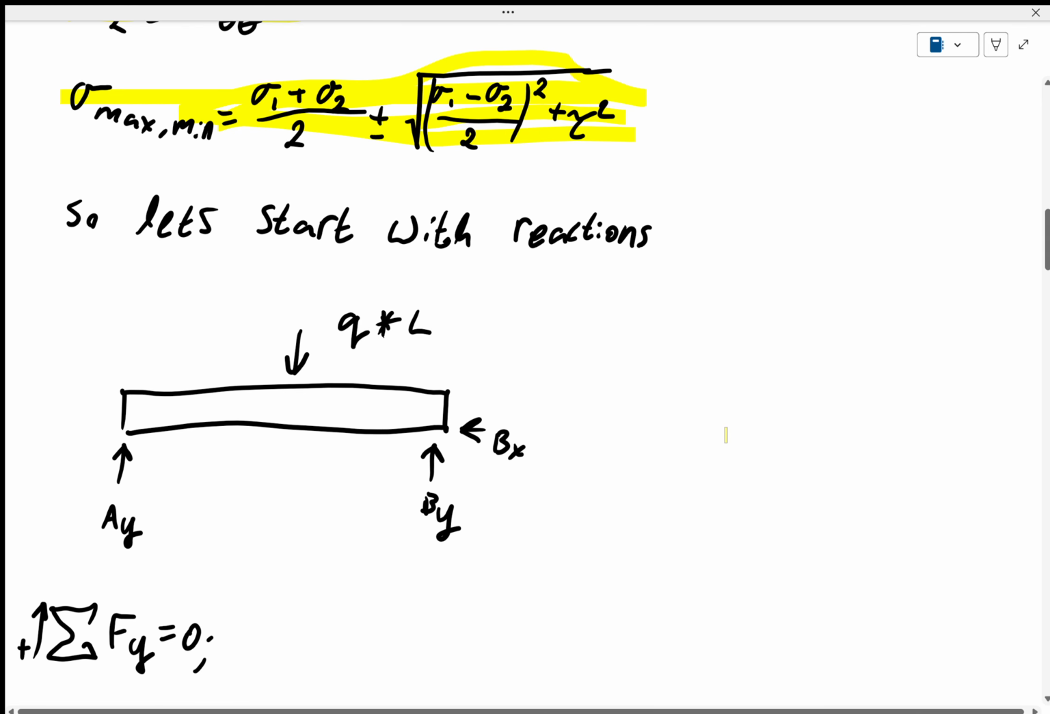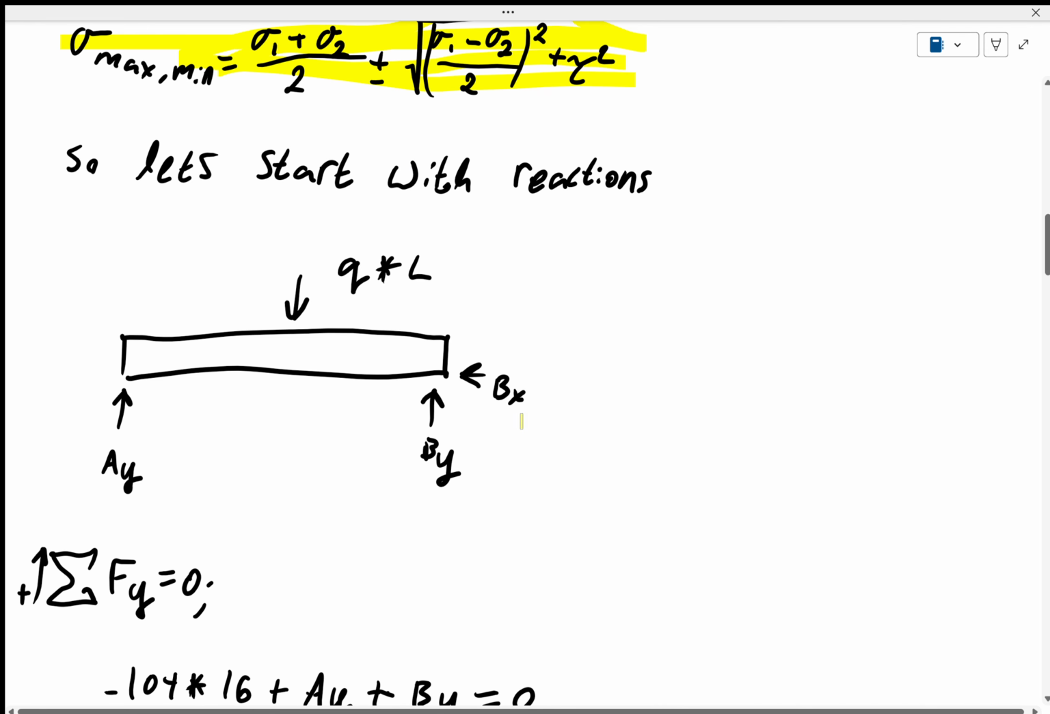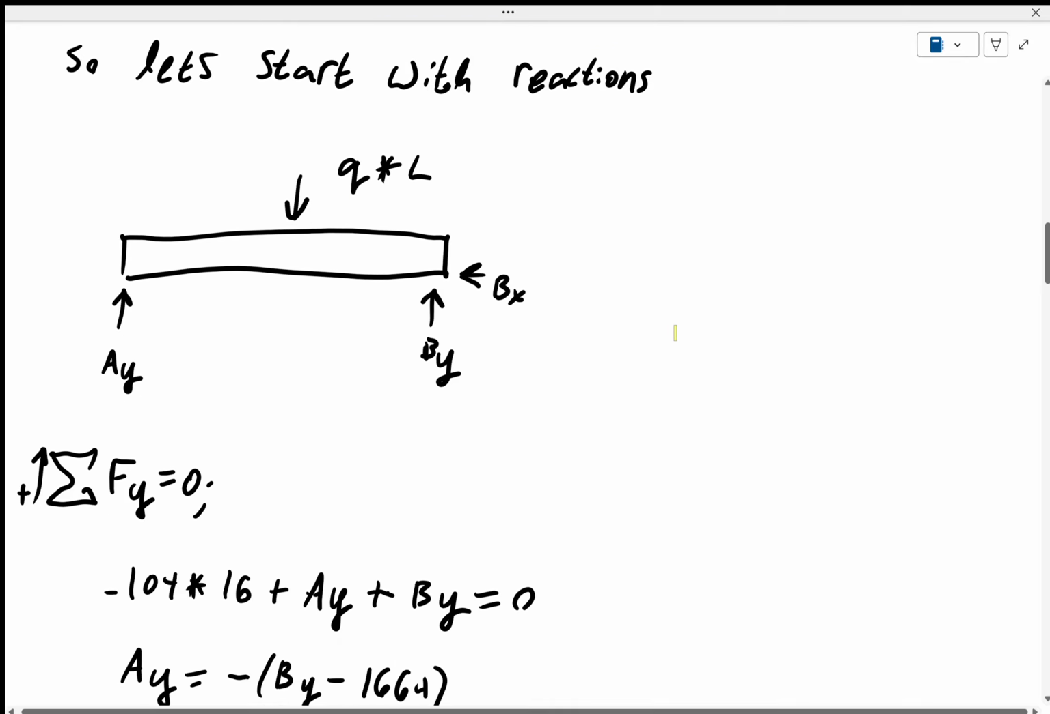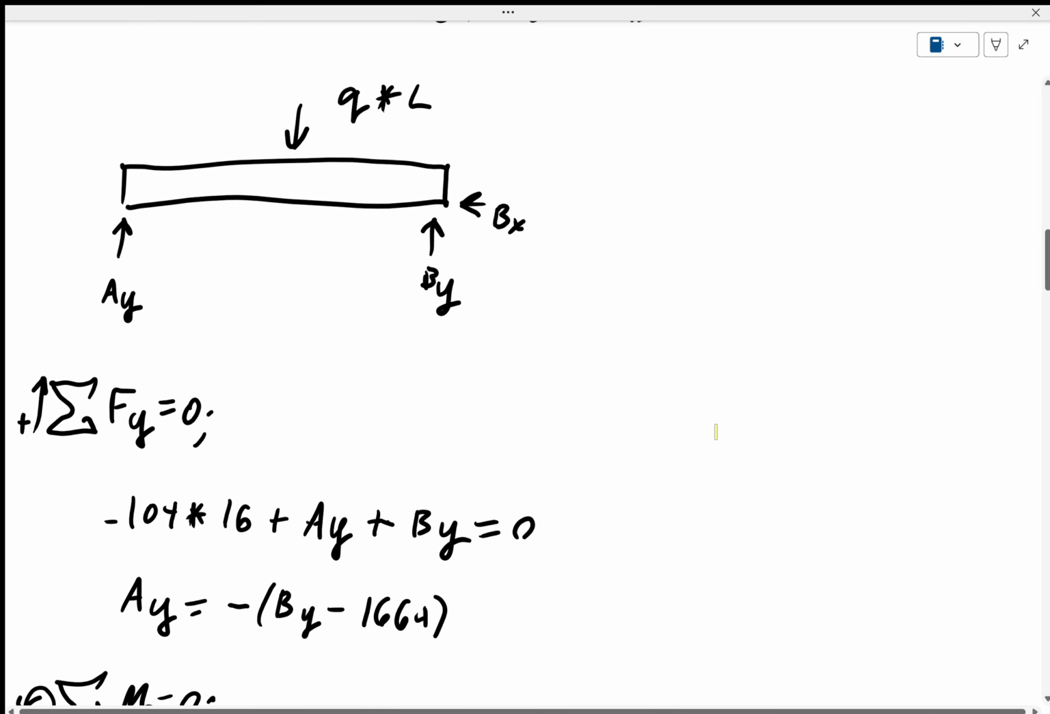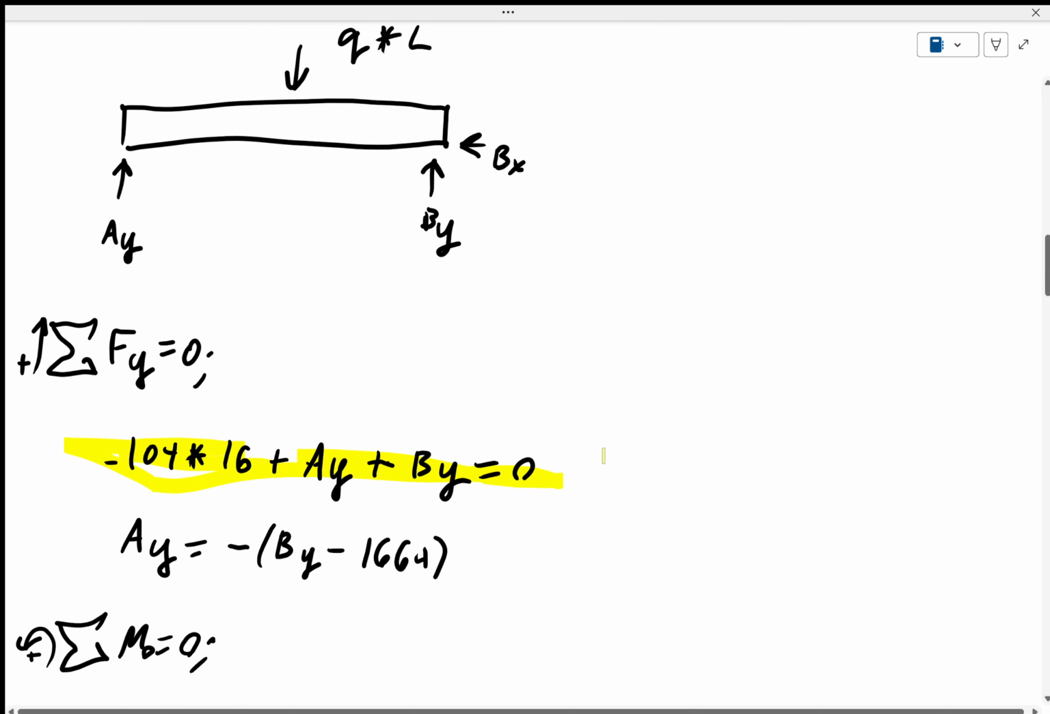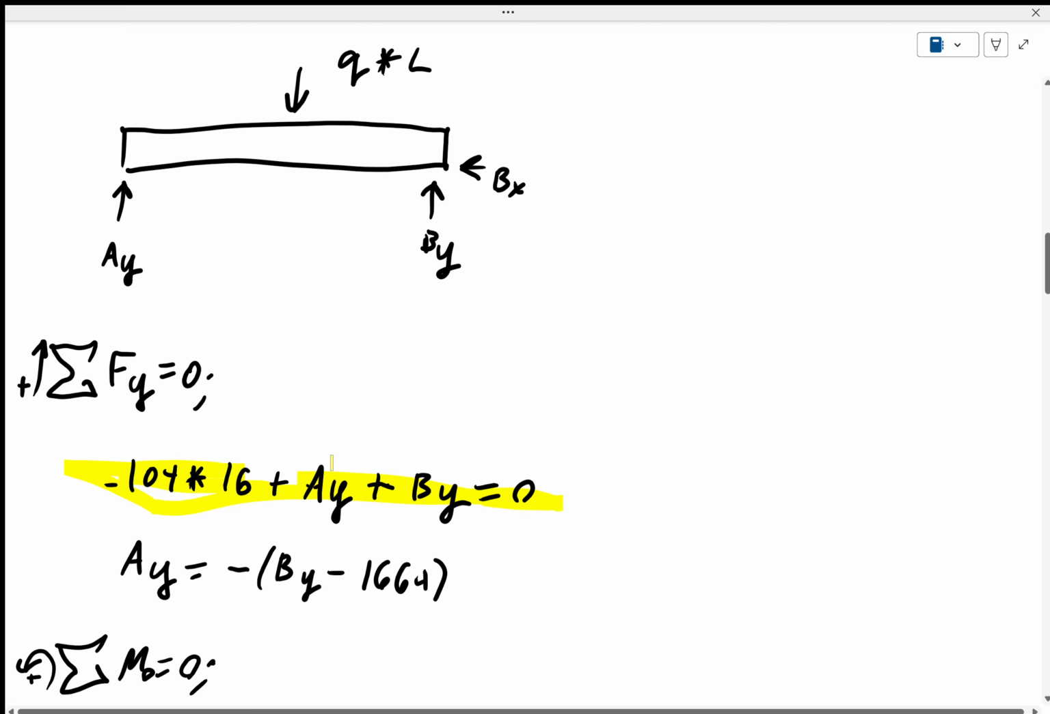So the first thing we want is the reactions. We know that we have AY, BY, we know there's technically a BX, and we know that there's a Q times L for that resultant distributed load on top. I did the sum of the forces in the Y, up direction is positive, and I wrote out my distributed load with AY plus BY equals 0. I wrote the distributed load as negative since it acts downwards. And then I solved for AY.